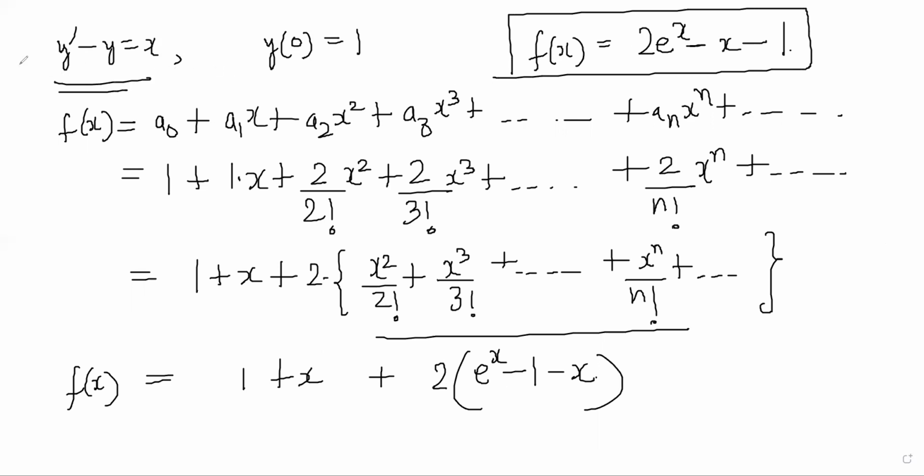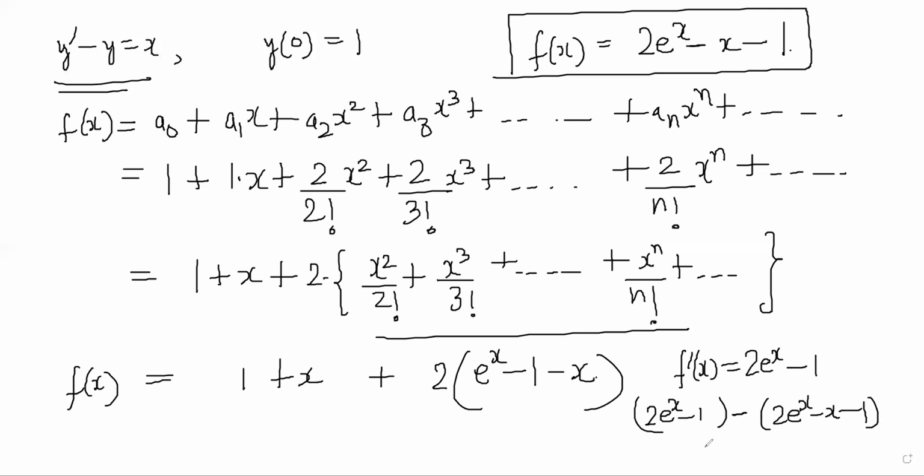You can check the derivative of this f of x and subtract f of x from it and you will get x as the answer. So let's do that. f dash x is what? 2 e power x minus 1. So if you subtract f dash x, 2 e power x minus 1, minus 2 e power x minus 1, notice that you are just getting x, right? So this function that we have obtained is the correct answer for this differential equation.